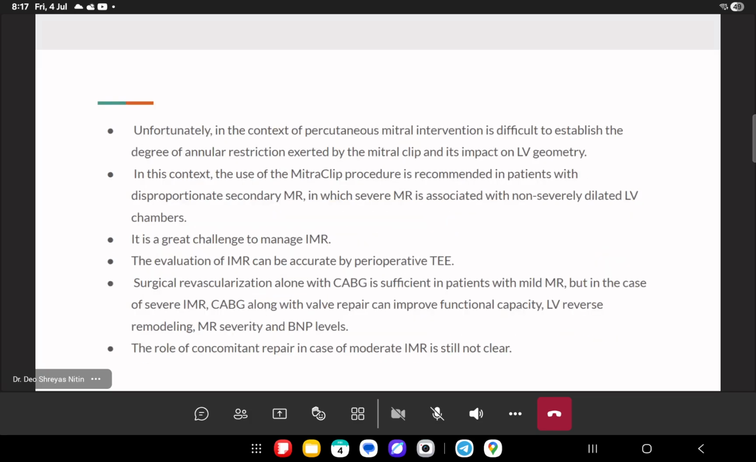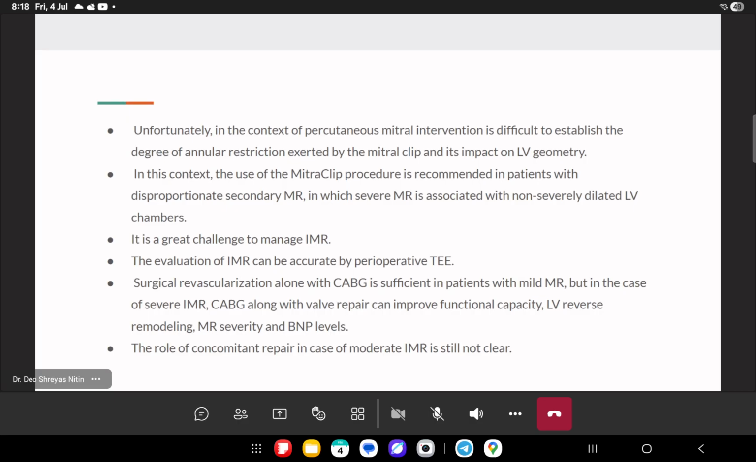Unfortunately, in the context of percutaneous mitral intervention, it is difficult to establish the degree of annular restriction exerted by the mitral clip and its impact on LV geometry. In this context, the use of the mitral clip procedure is recommended in patients with a disproportionate secondary mitral regurgitation, in which severe MR is associated with non-severely dilated LV chambers. It is a great challenge to manage ischemic mitral regurgitation.